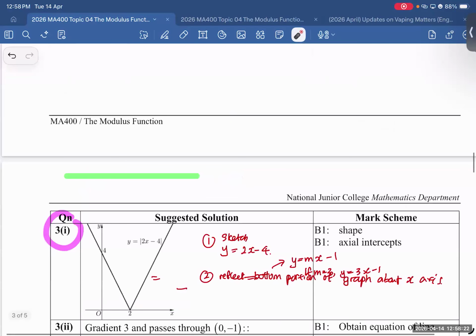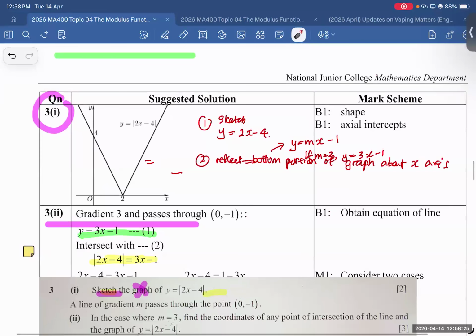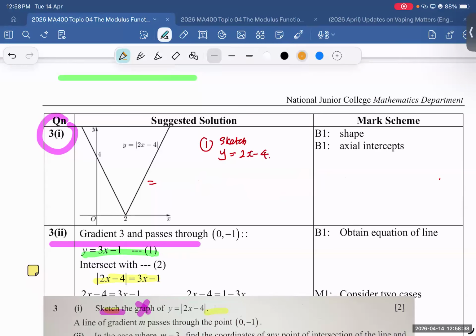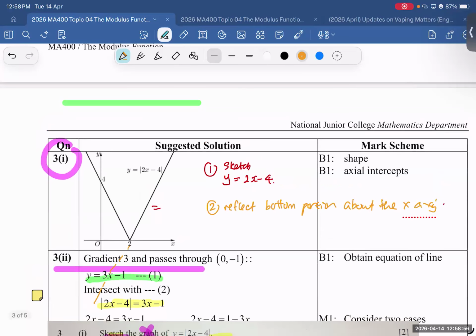Question 3. Okay, y equals 2x minus 4. So you just draw y equals 2x minus 4 first. Then you reflect. Just reflect the bottom portion about the x-axis. Pay attention, about the x-axis. So this is how the first line looks like. Any issue? No, right? The part that's below, you reflect upwards about the x-axis.